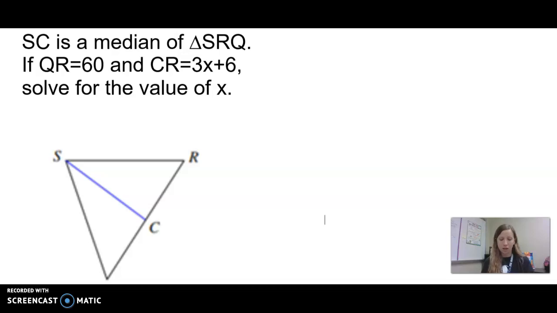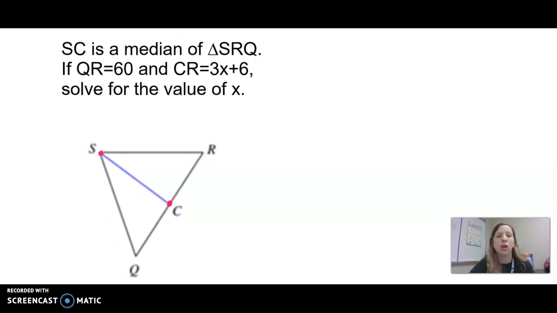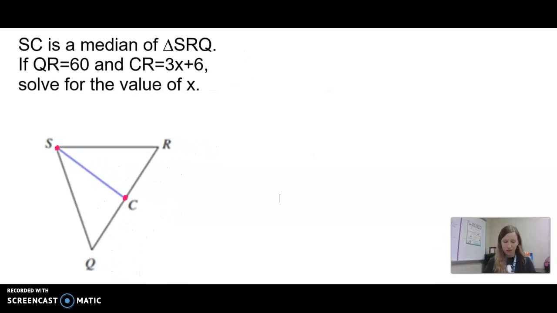So a median, if you remember a little bit from the notes that we took in class, is when you connect a midpoint to a vertex. So remember, a midpoint is exactly in the middle. So if C is the midpoint, then that means CQ and CR are congruent. Okay, so our median is this line SC, this segment.